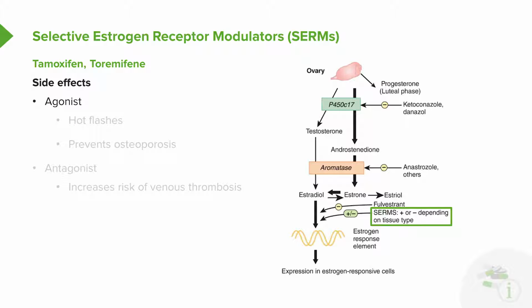What are the side effects of tamoxifen? As an agonist, you can get hot flashes and prevent osteoporosis. As an antagonist, you increase the risk of venous thromboembolism.